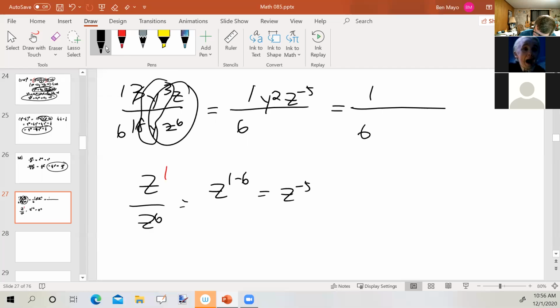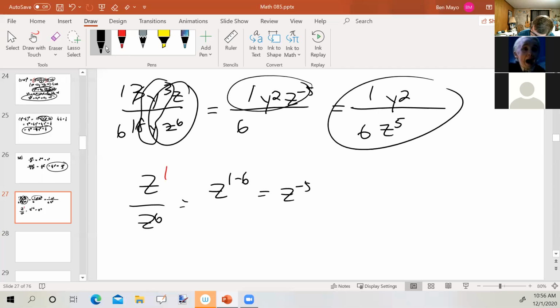But we can take a number or a variable raised to a negative exponent, if it's a factor, move it to the denominator and change the sign of the exponent. So now I've got this, and I could write this as 1/6 y squared over z to the 5th, or I could write it as y squared over 6z to the 5th. Okay.